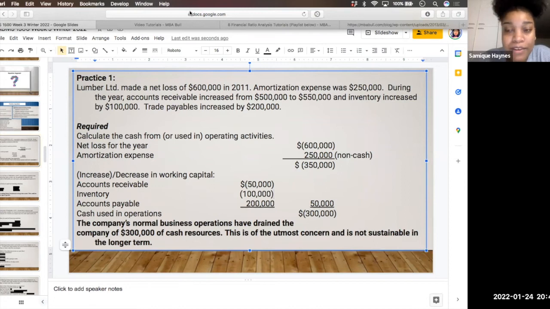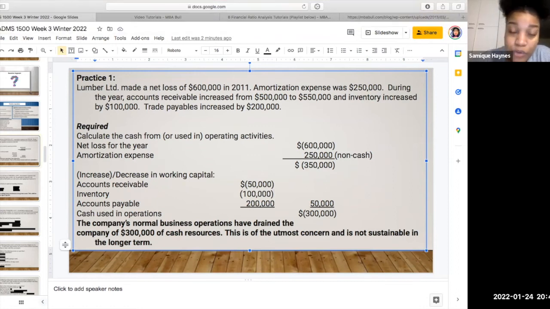Does that make it better now? So accounts payable was added because payables increased. Payables went up. When payables is increasing, that means that we are buying things from people and we're not paying in cash. We're actually just buying it on credit. So our cash status is better.